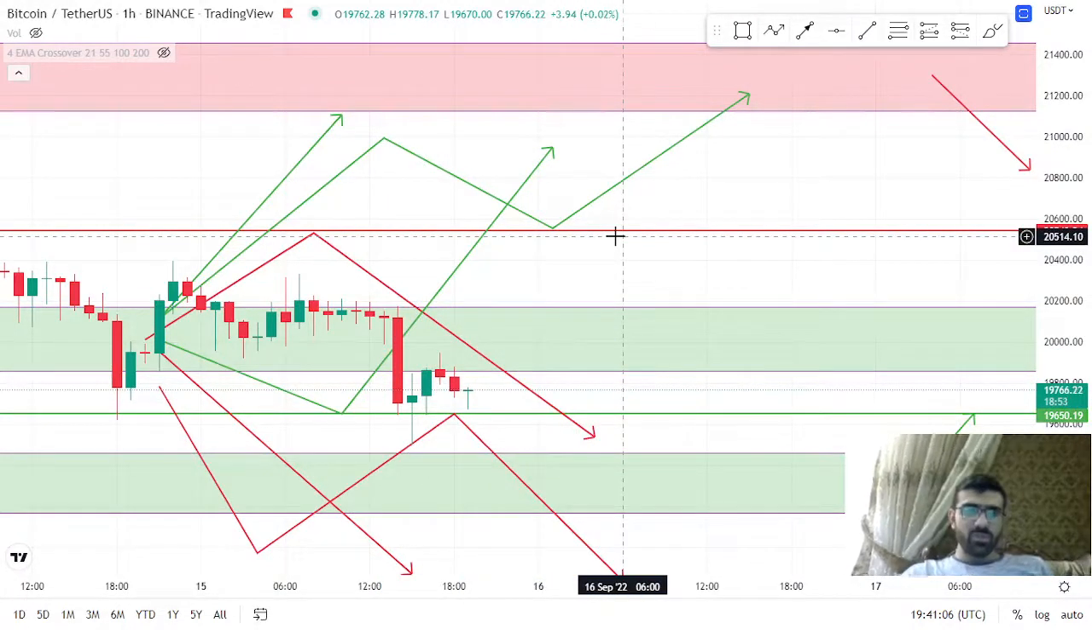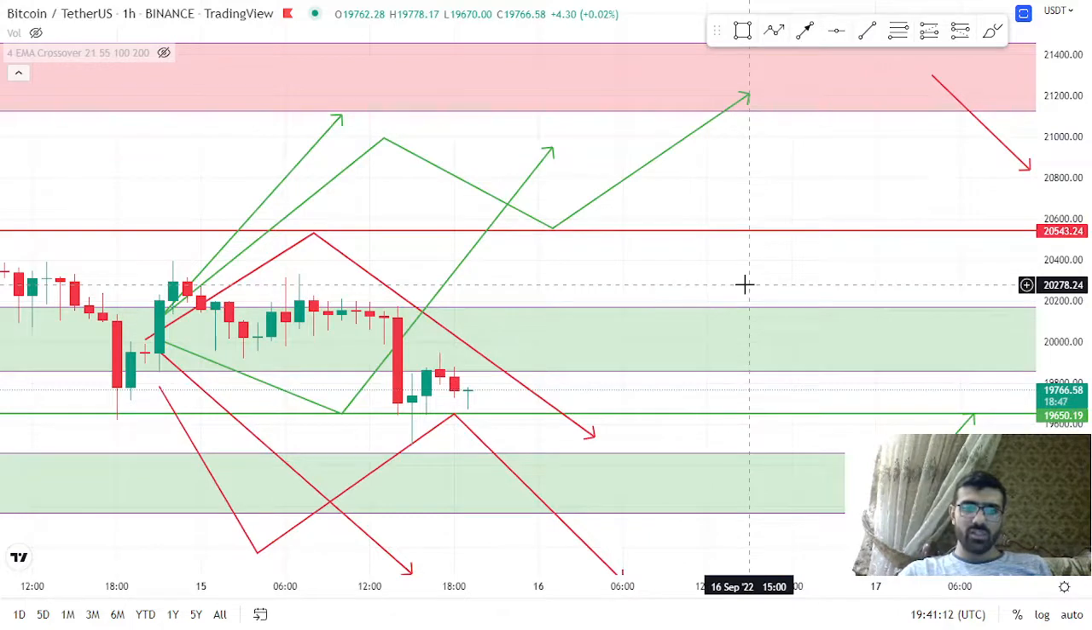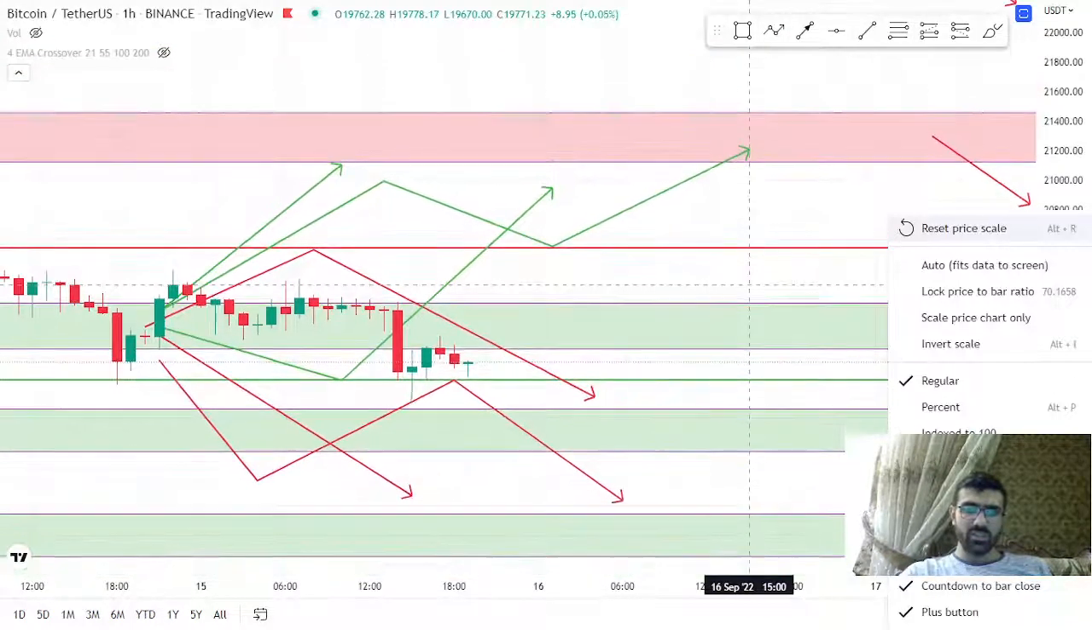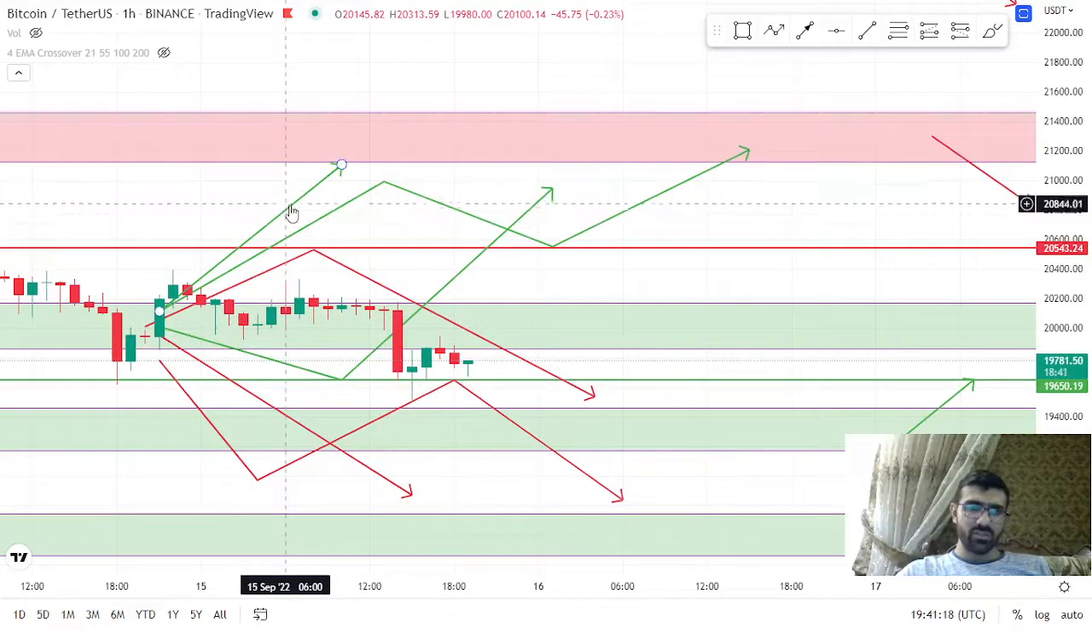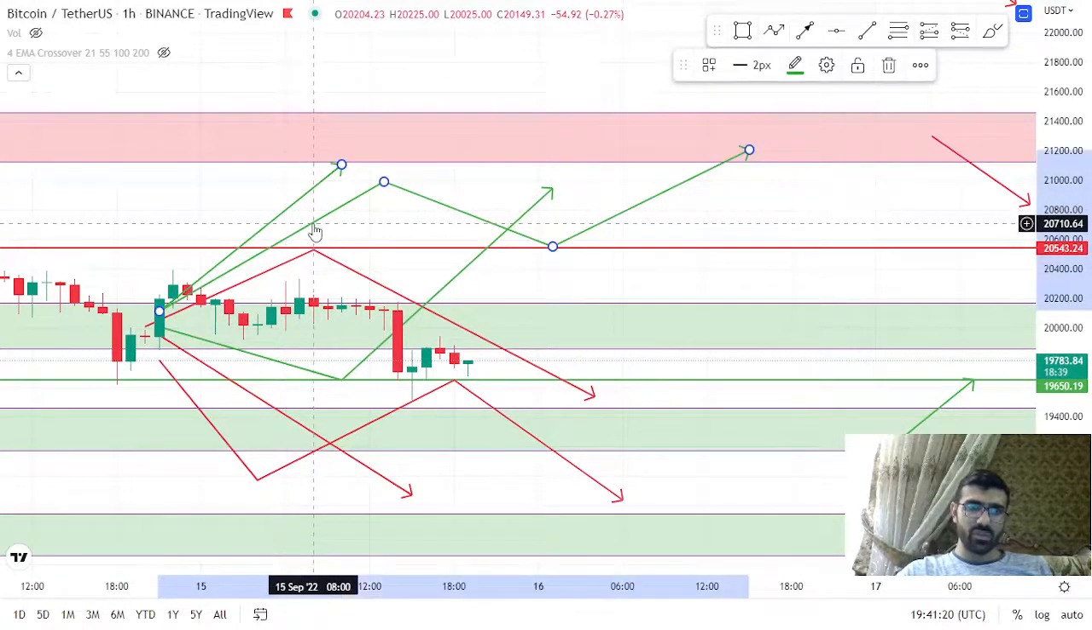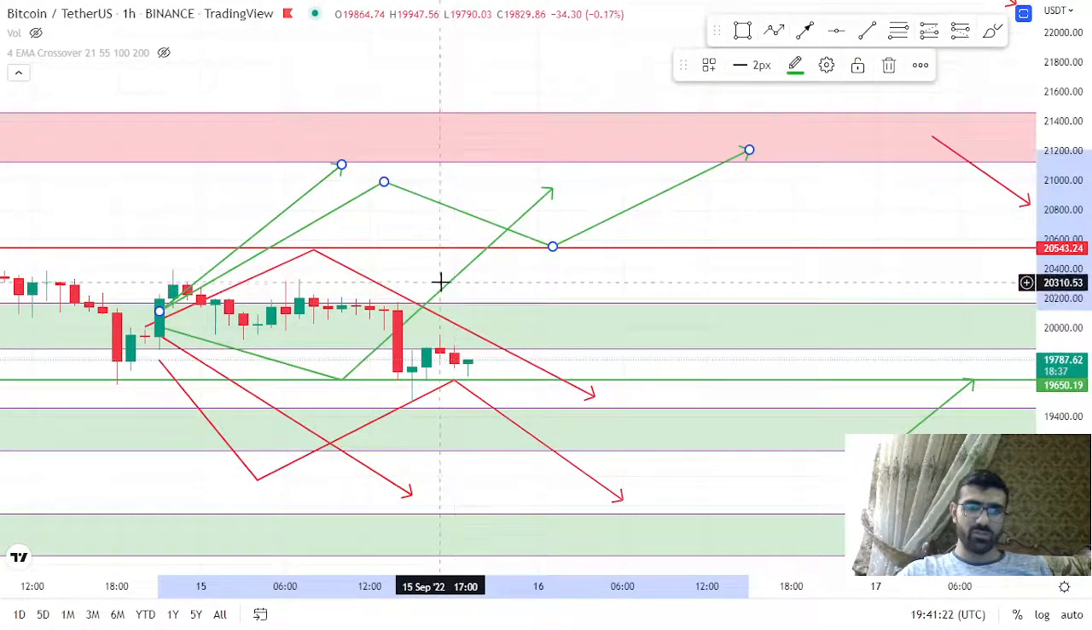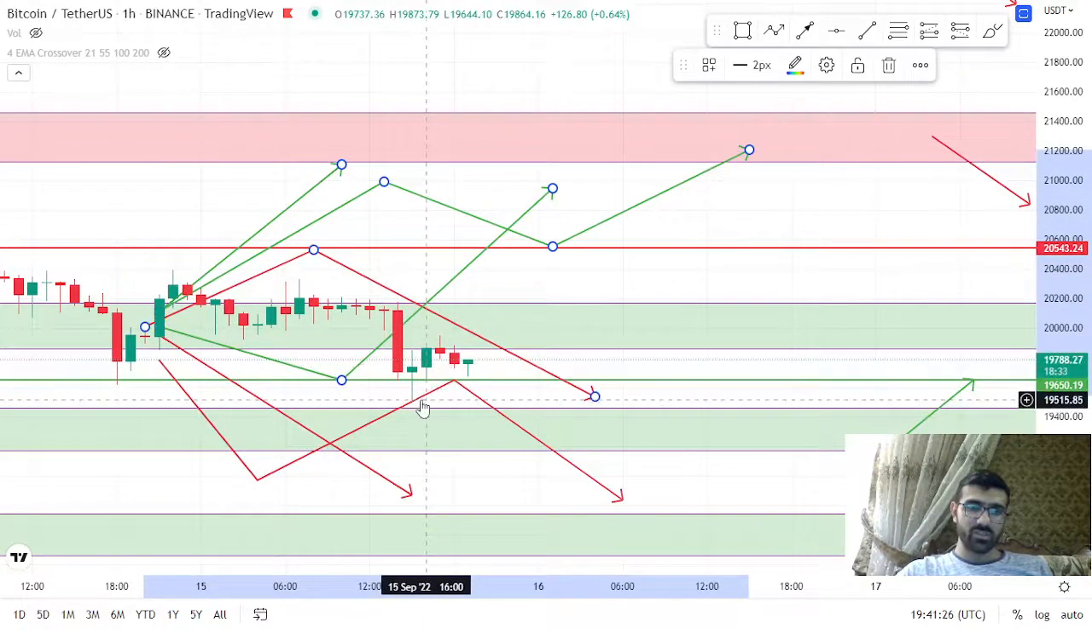Okay, so none of the other scenarios came into play. And I think that still the same scenarios are valid. So let me just remove the previous scenarios and mark these scenarios again, so you guys can take trades accordingly.